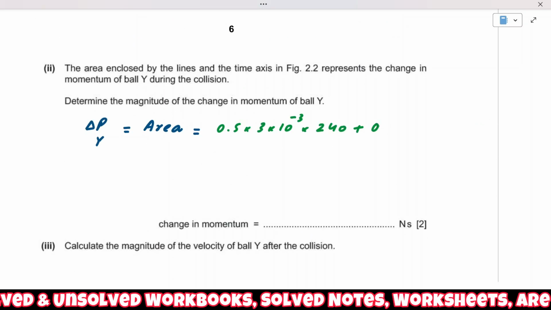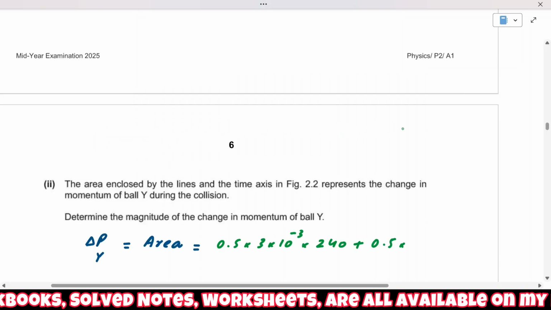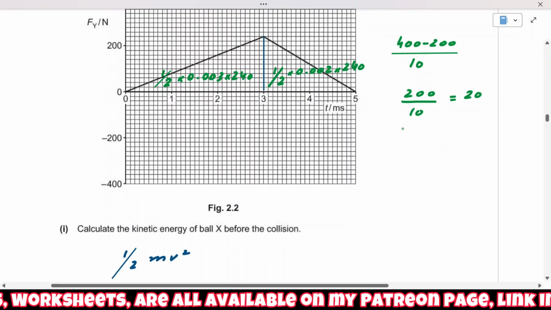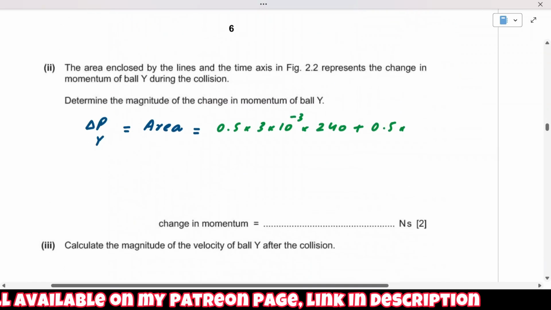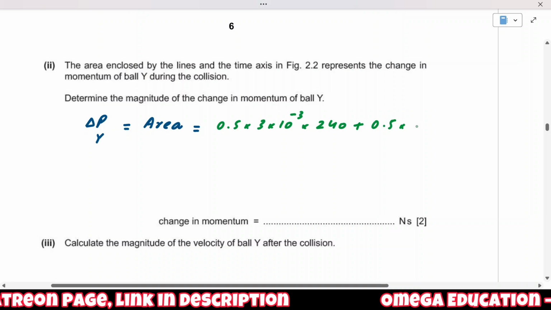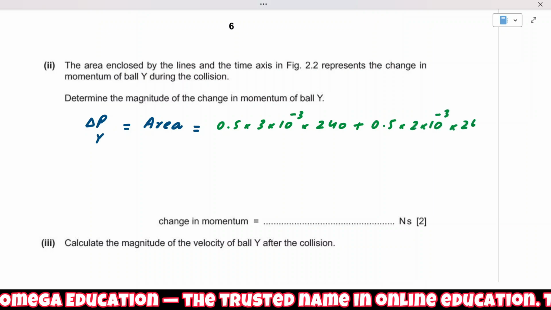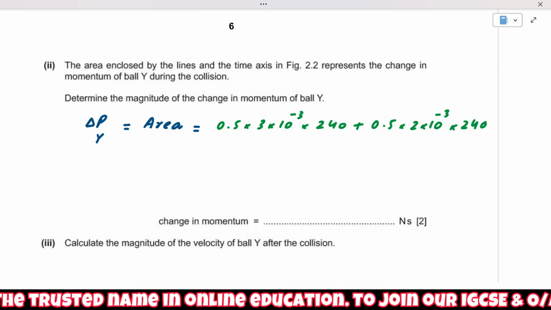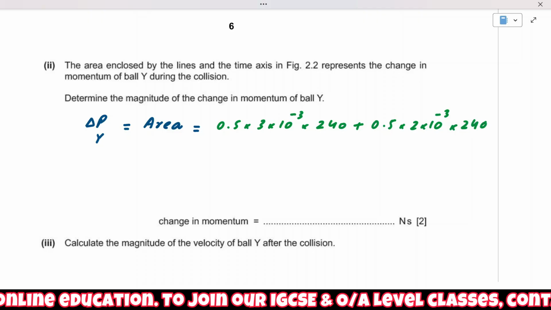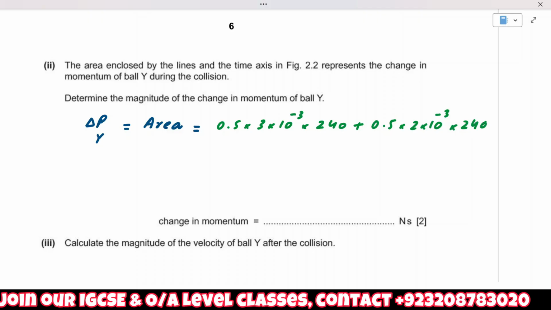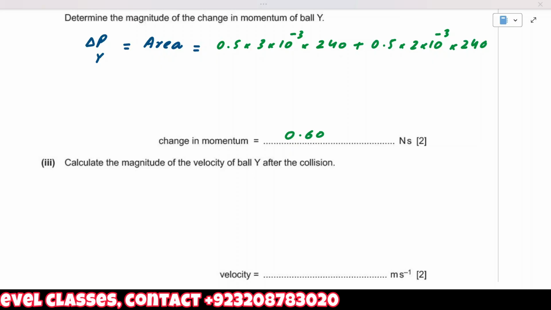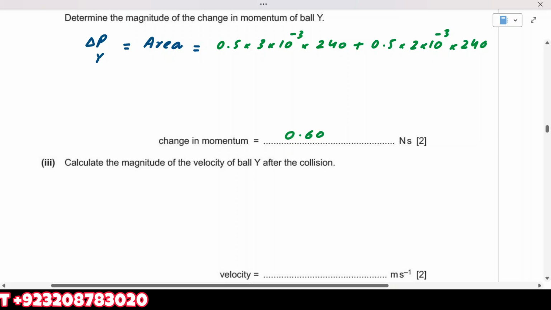So plus 0. This one multiply by from 3 to 5 is 0.002 seconds, or 2 into 10 power minus 3. Height is same. So I'm going to write all of it as it is on the calculator. Let's take a look at the next one.